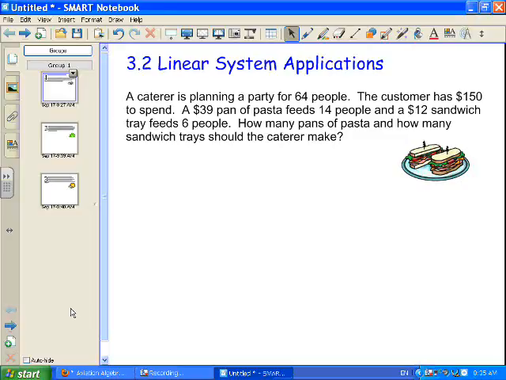So we're going to work through these, and I'll try to give you a systematic way to come up with the equations, and hopefully that'll make it a little bit easier for you, so you're not just lost. All right, so let's read through this one first.